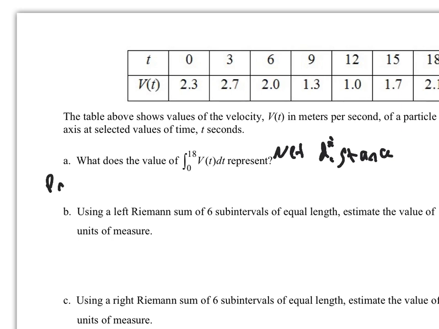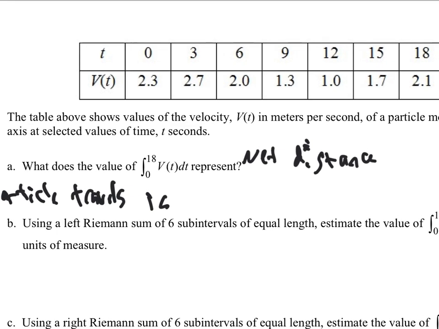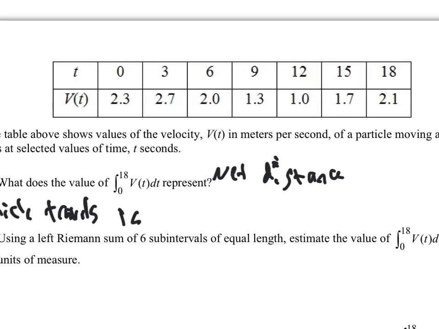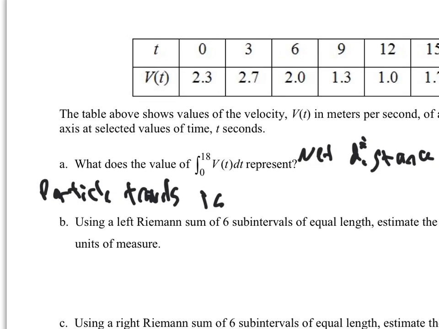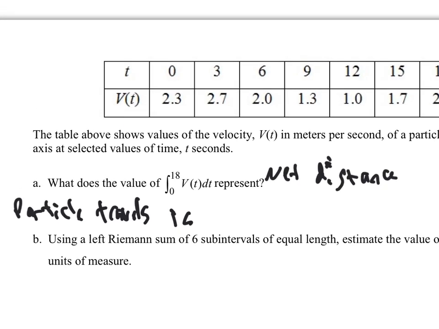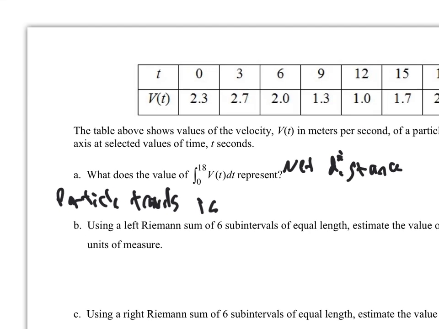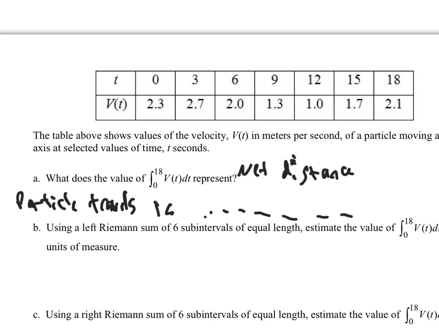Particle travels... I'm going to look at that graph. I'm going from 0 to 18. That's the whole thing. Well, okay, he's not asking me to do it right now. He just wanted to know what it was called. How do I know? It's an estimation because you don't know what's happening between 0 and 3 or 3 to 6.